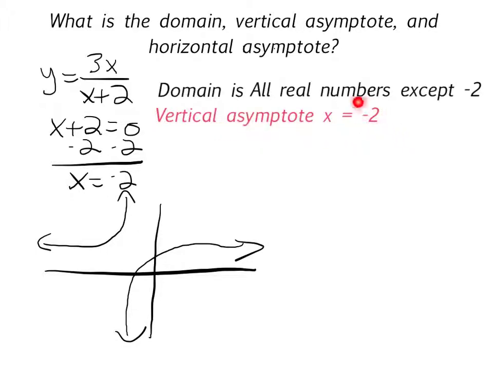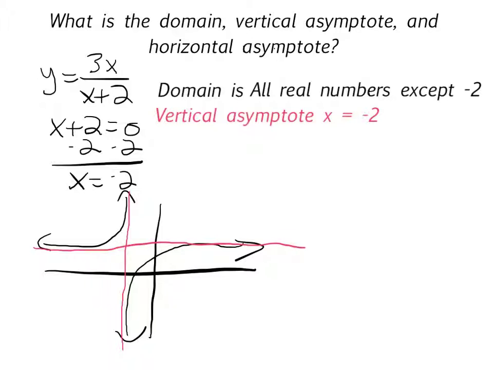We know that the vertical asymptote is x equals negative 2. And we can kind of see that if we were to draw a line right around here at x equals negative 2, it gets really close to that but never quite touches. The horizontal asymptote looks something like this. Okay, and it goes straight across here.